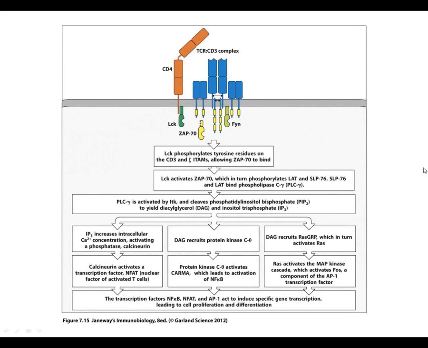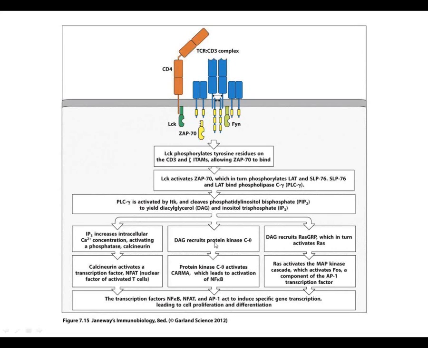Okay, not to be obnoxious, but I'm going to go through it one more time. Right, so CD4 Lck is going to phosphorylate the ITAMs on the CD3 and zeta chains. ZAP70 is going to bind to those. So Lck, ZAP70. This is going to bind to that LAT, SLP76, which is going to bind to phospholipase C. Phospholipase C gets activated and cleaves PIP2 into DAG and IP3. IP3 increases calcium concentration, working through calcineurin, activates NFAT.